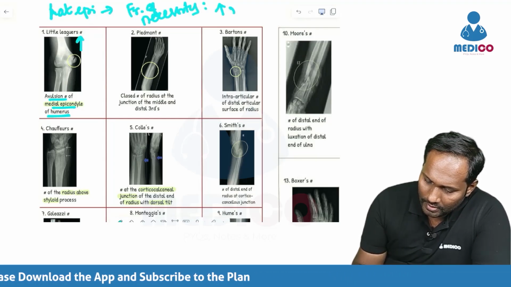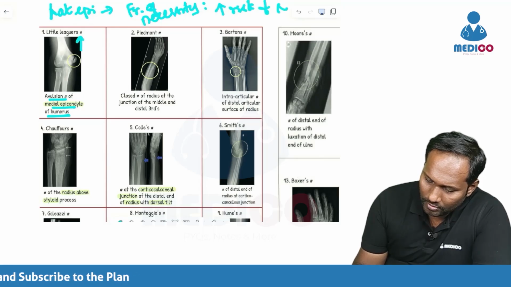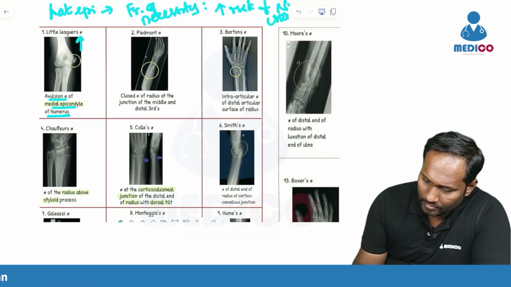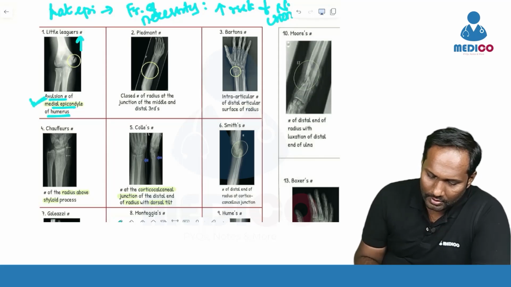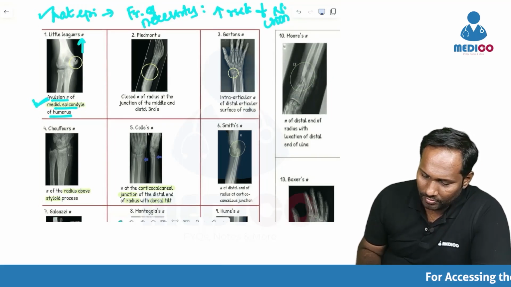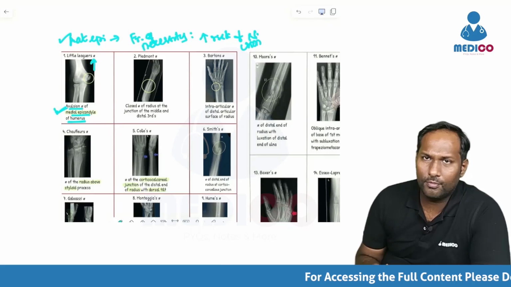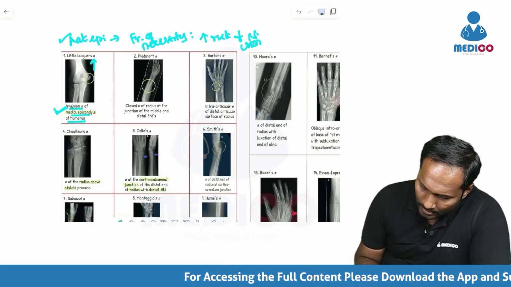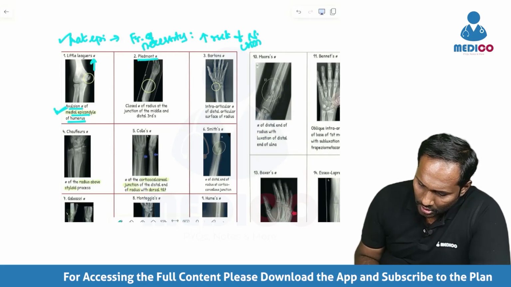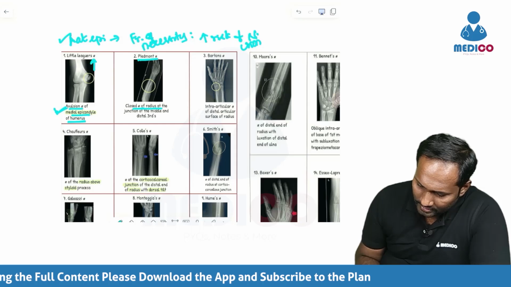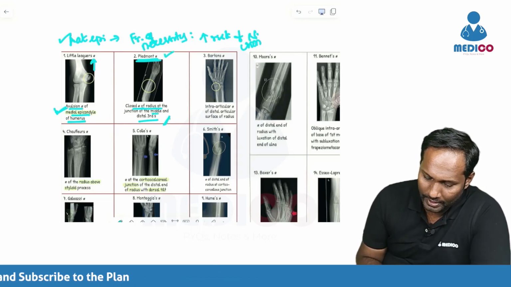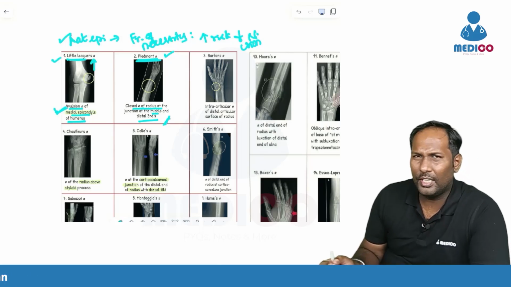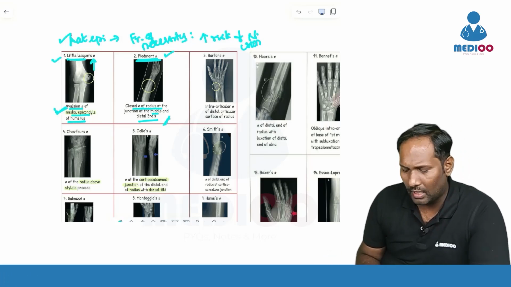Why? Increased risk of non-union. So the medial epicondyle is a little league fracture. The lateral epicondyle is a fracture of necessity, increased risk of non-union. Piedmont fracture is a closed fracture of the radius at the middle and distal third junction. That is a Piedmont fracture. Just know the names only. If it's going to be asked, but hardly it can come.